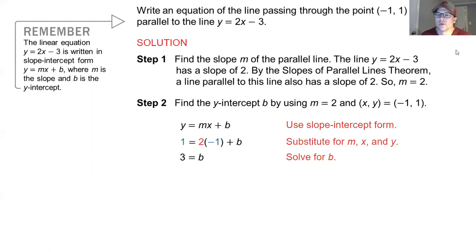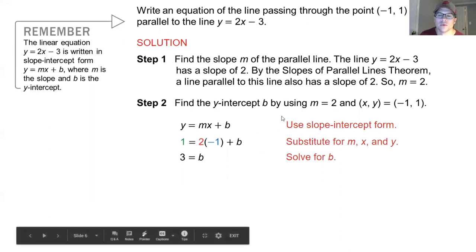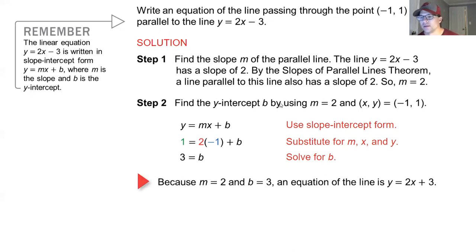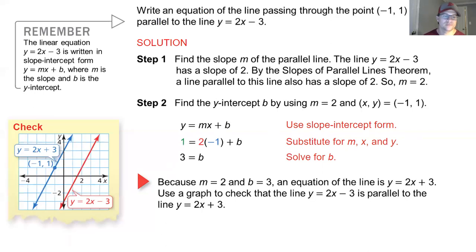So we're going to write an equation of m equals 2 and b equals 3 in y equals mx plus b form to get y equals 2x plus 3. So that is an equation of a line going through the point (-1, 1) and parallel to y equals 2x minus 3. Notice that they have the exact same slope. They're going through different points, and they will not intersect each other.